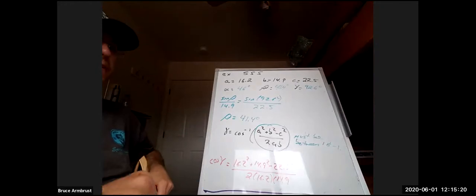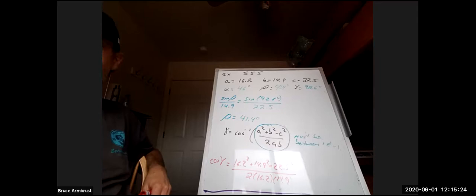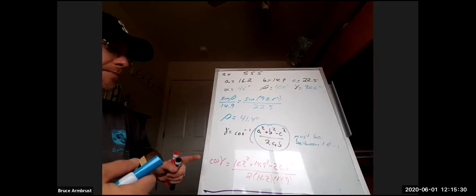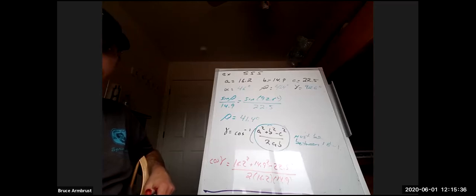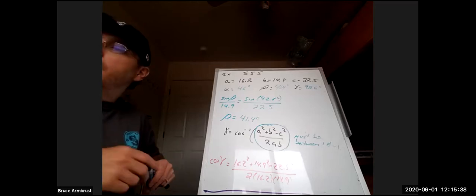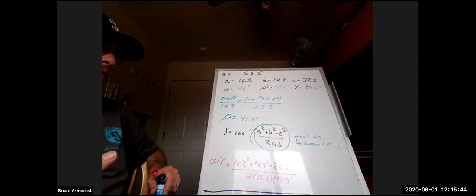Same reason with sine, inverse sine, right? Inverse cosine, only values that come out of cosine are between plus and minus 1. And so if that number is ever bigger than 1 or smaller than -1, we actually have a problem. And what that problem is in this case is that that triangle doesn't exist.